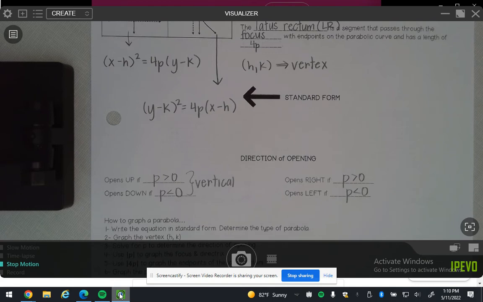Do we have all that written down? It's the right one, the horizontal. Yeah, right and left are horizontal.